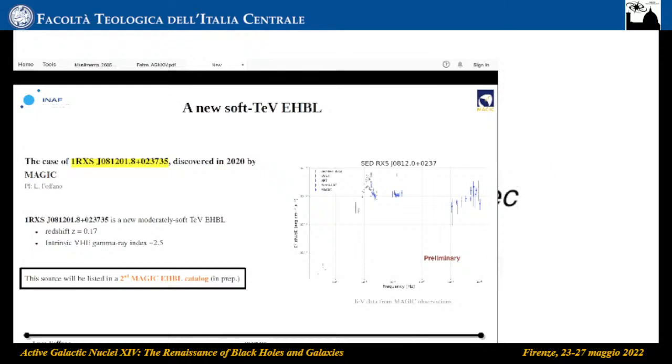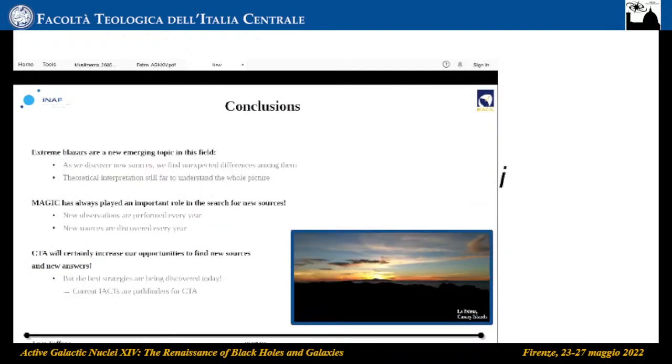So let me conclude my presentation. I think that I've convinced you that extreme blazars at the moment are really a very emerging topic, especially because as we find new sources, we are adding new pieces to this framework, to this topic, and we are understanding that actually they are very different. So I think that the search for new extreme blazars is very important, and it's not something that we can do only in the future. We can do it and we are.